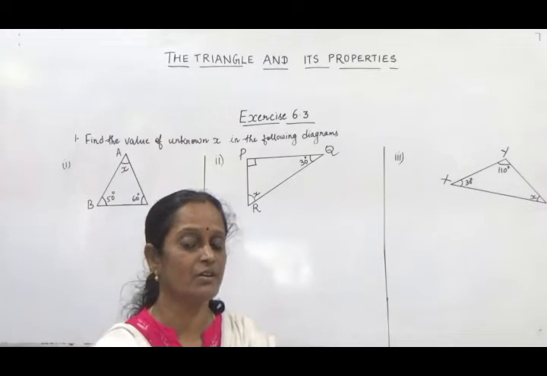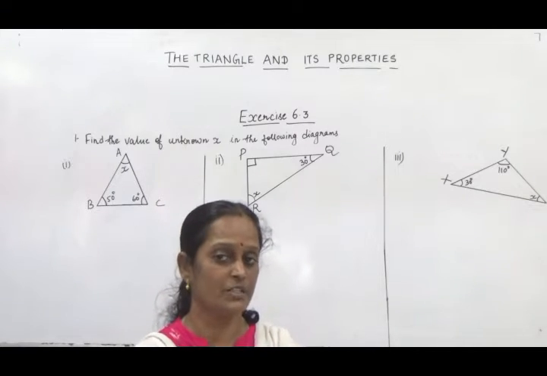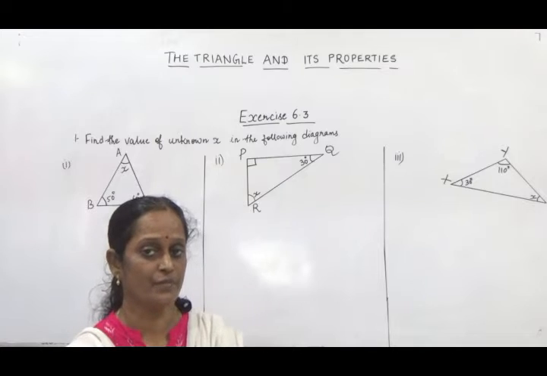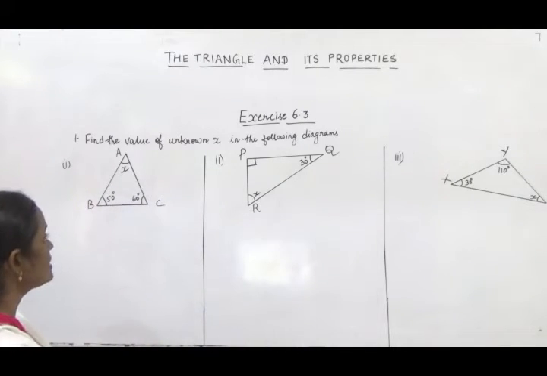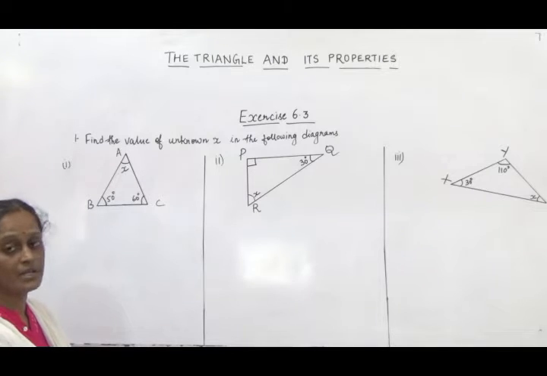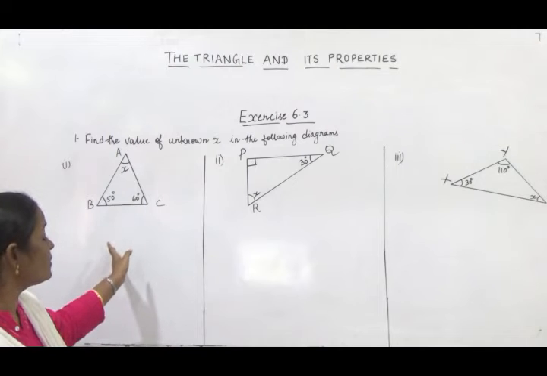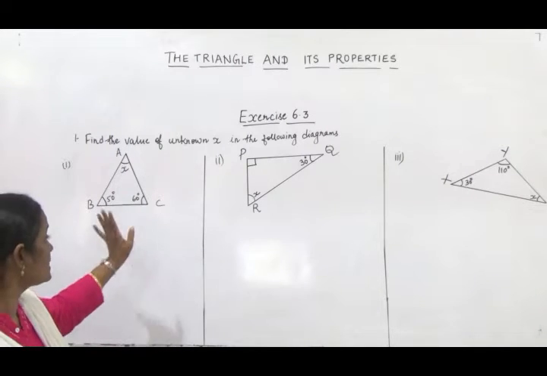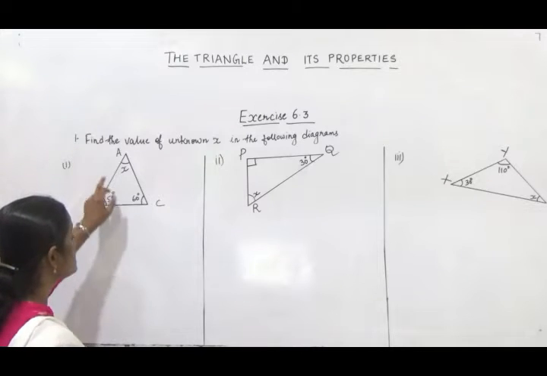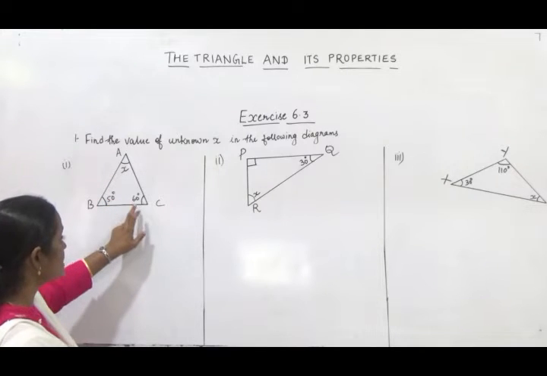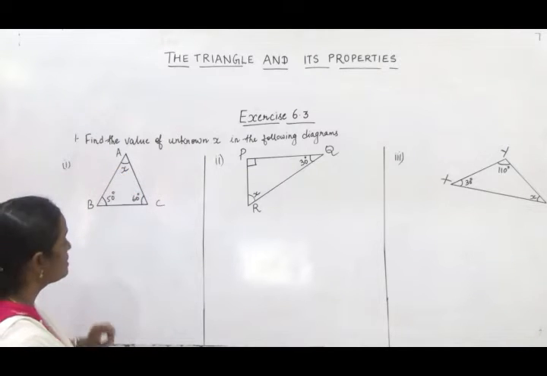Now students, let us solve some questions from exercise 6.3 based on the angle sum property of a triangle. So here the first question is, find the value of unknown x in the following diagrams. Some diagrams are given here. You have to find the value of x. So the first one is here in triangle ABC. Angle B is 50 degrees, angle C is 60 degrees, and angle A is x. We have to find this value.